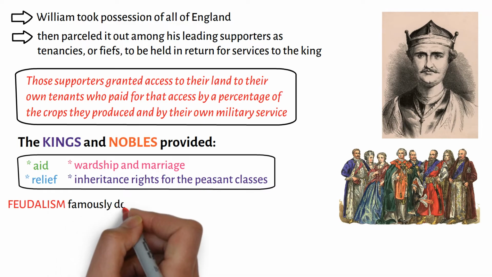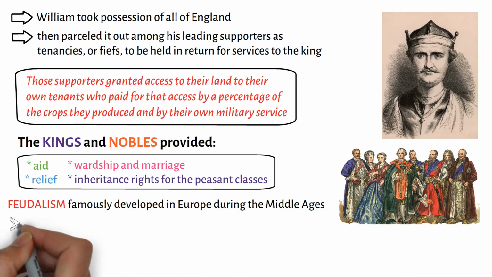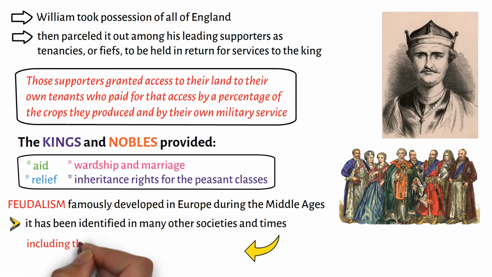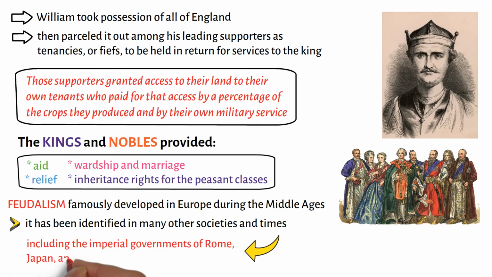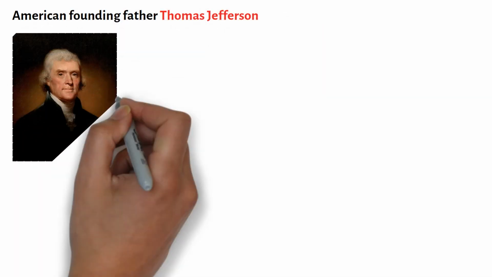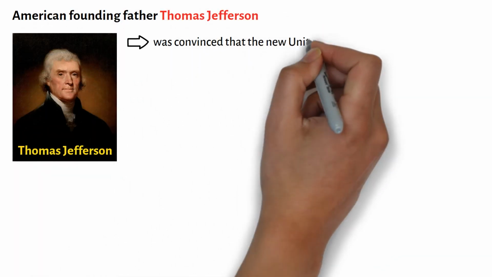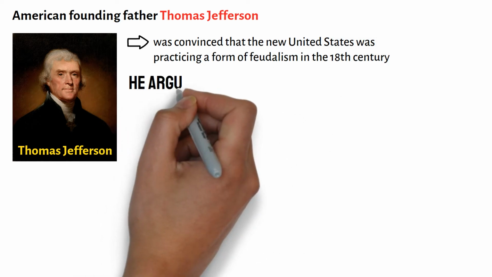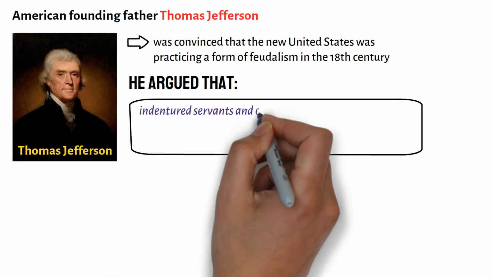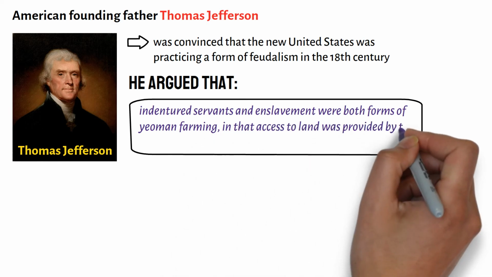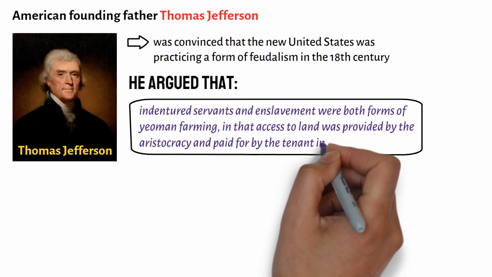Although feudalism famously developed in Europe during the Middle Ages, it has been identified in many other societies and times, including the imperial governments of Rome, Japan, and the United States of America. In fact, American founding father, Thomas Jefferson, was convinced that the new United States was practicing a form of feudalism in the 18th century. He argued that indentured servants and enslavement were both forms of yeoman farming, in that access to land was provided by the aristocracy and paid for by the tenant in a variety of ways.